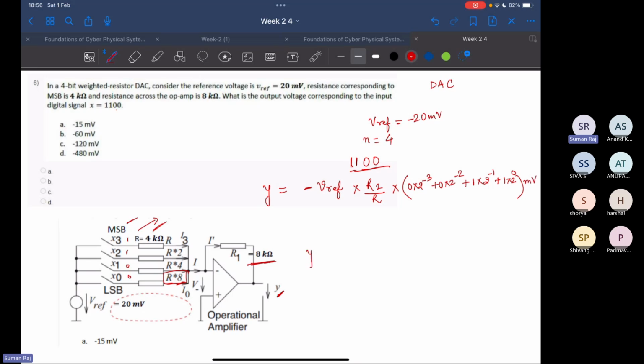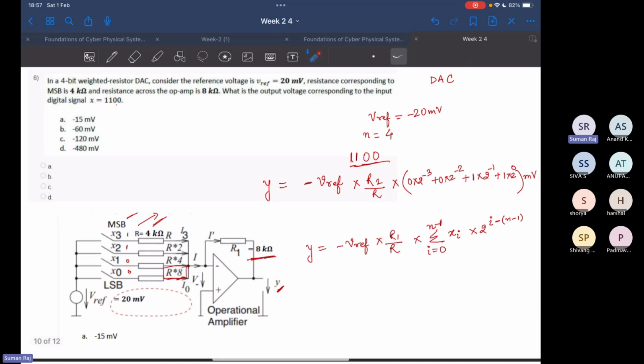But if you are looking for something very generic, that is given as minus Vref into R1 by R into summation I equal to 0 to n minus 1 of x of I into 2 to the power I minus, this should be n minus 1, where n is your number of bits that you have. So I think you should be able to calculate and then get the answer to this. Any questions here?